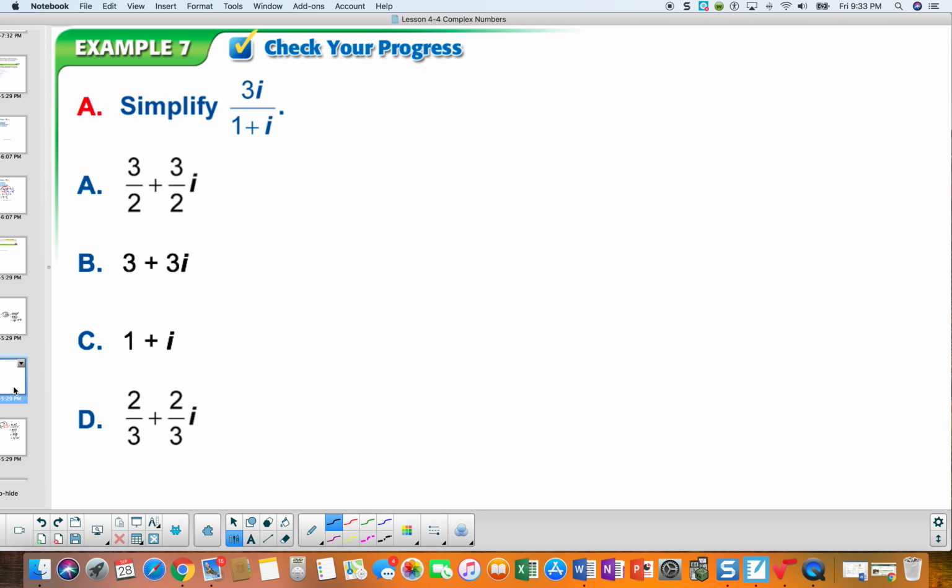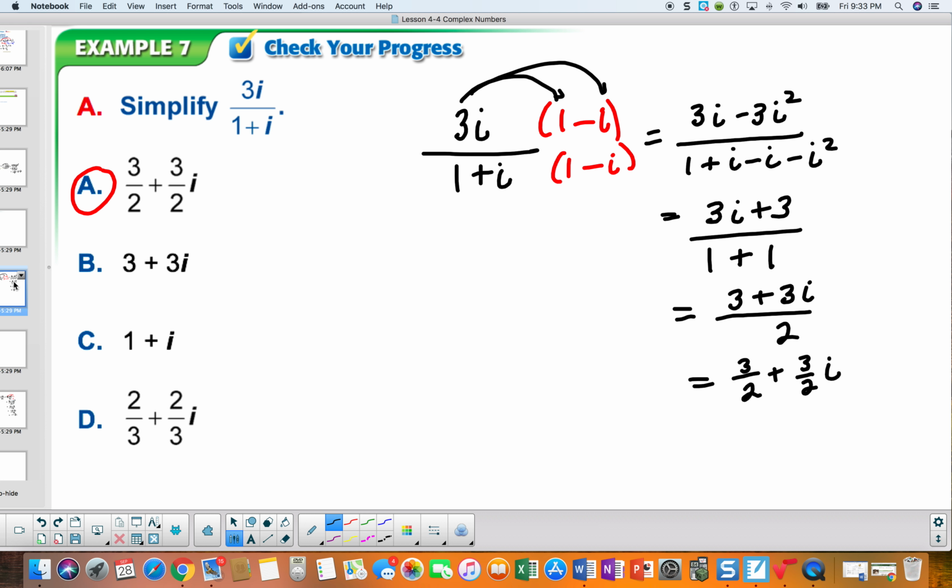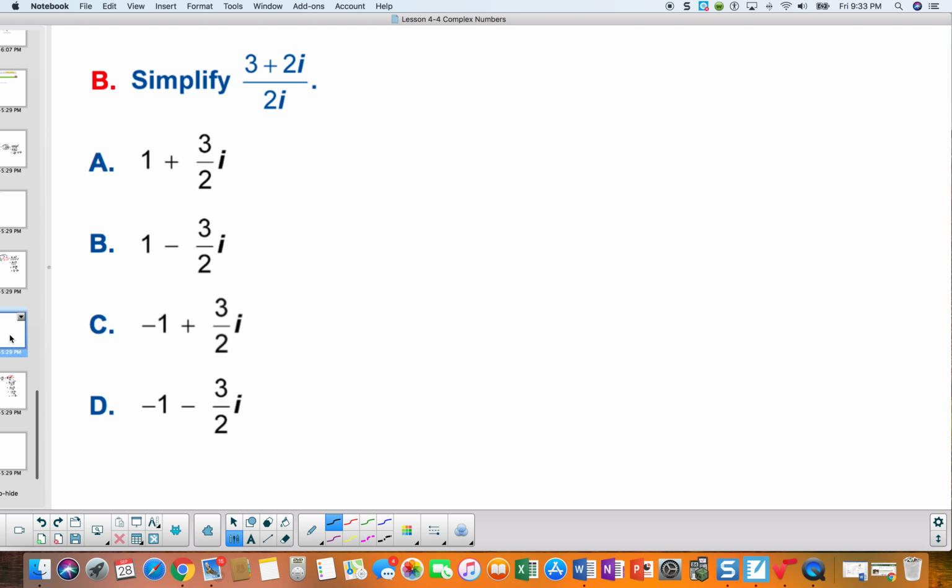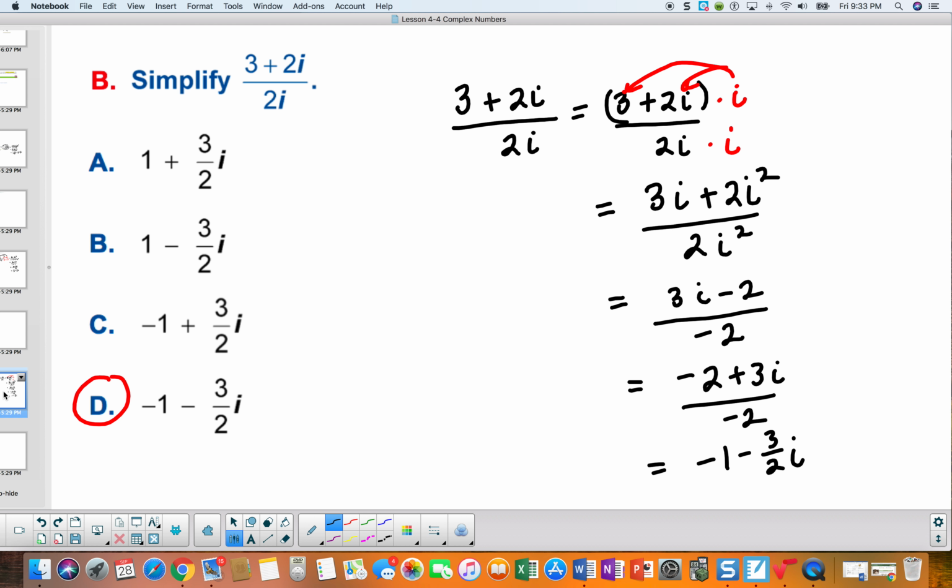Okay, let's go ahead and pause and see what you can do. And again, we're going to multiply by the conjugate, and then we get that answer. Pause. And here's the answer. This is the end of part 2.